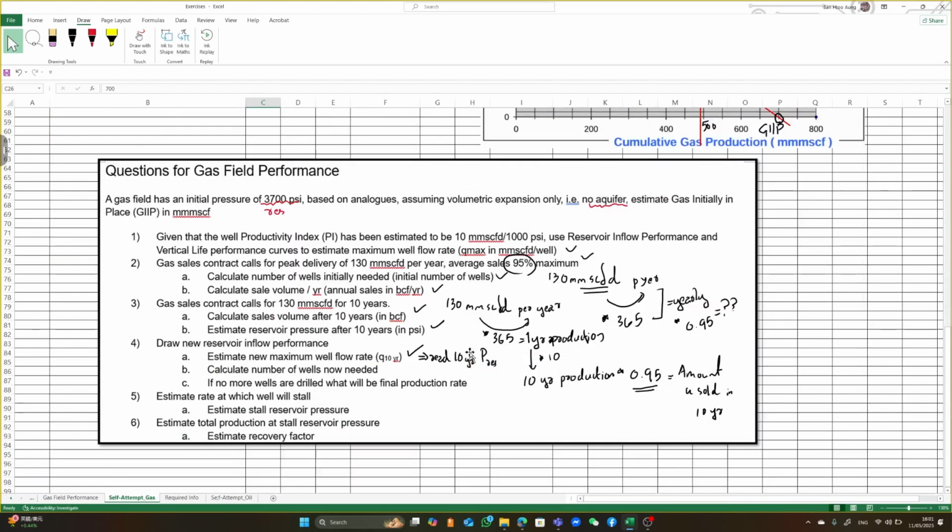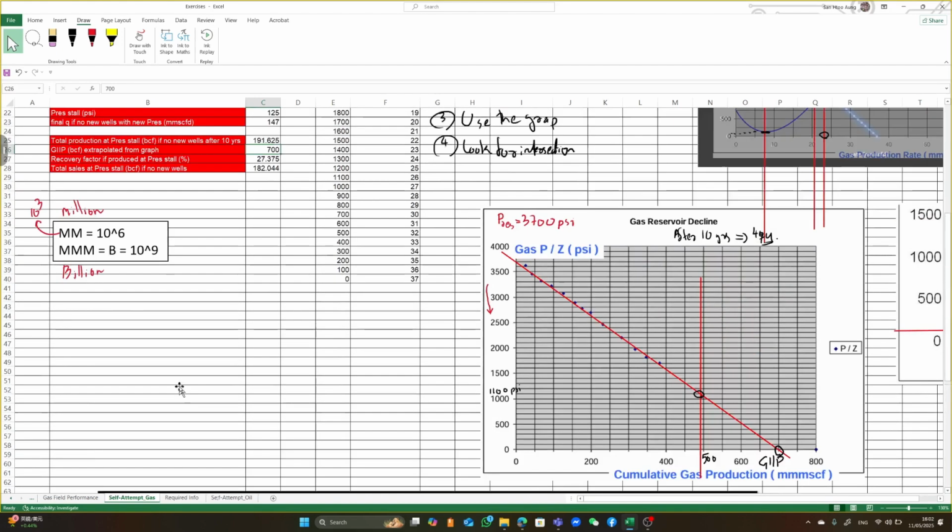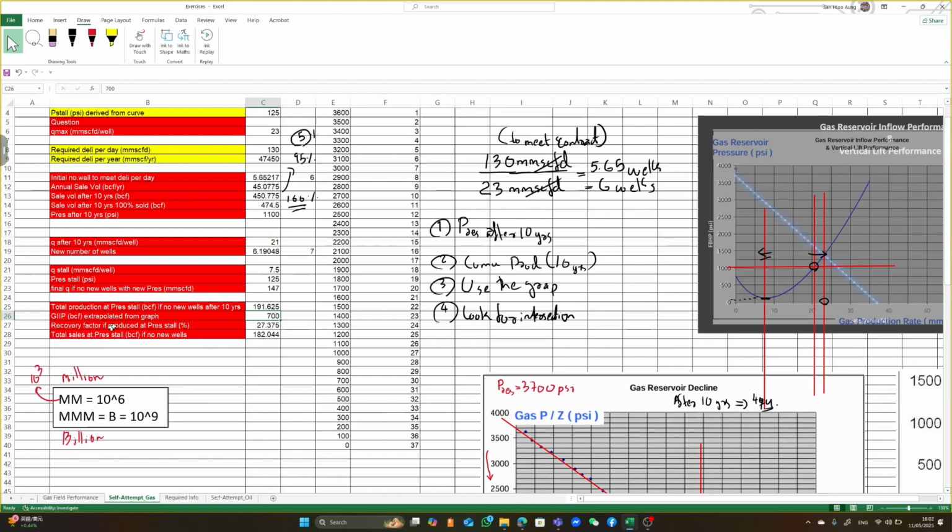So I believe this might be a little bit complicated, but I suggest you go back a little bit and listen very carefully to each term that I read, to actually come to the answer. Okay, and this is how we look at it: stall reservoir pressure, total production, and it wants us to estimate the recovery factor, which is very easy.